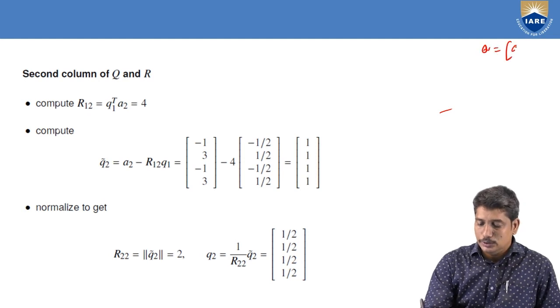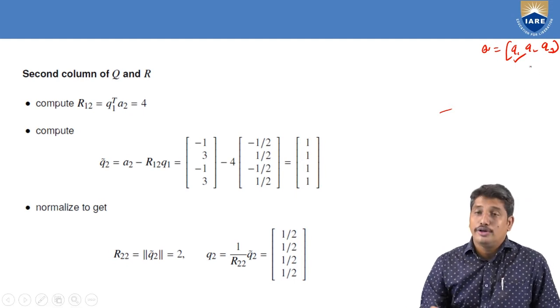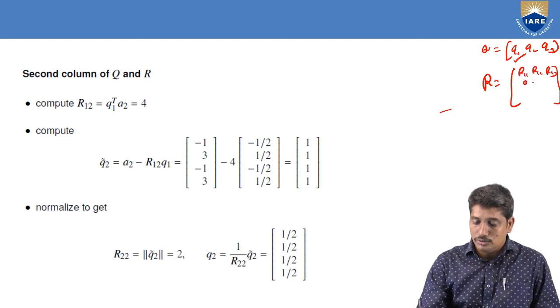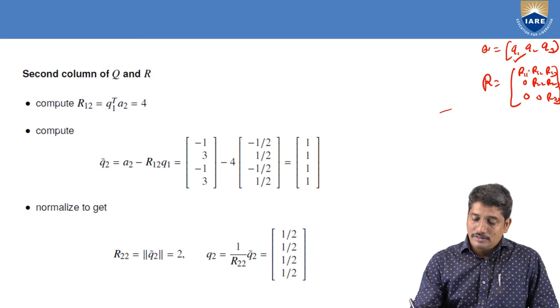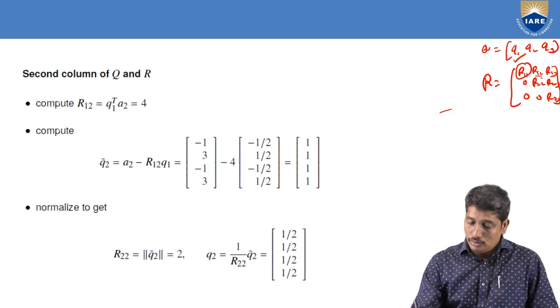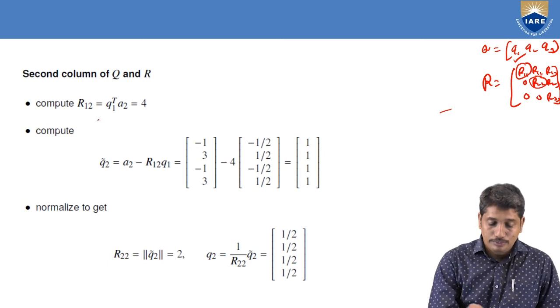Q is q1, q2, q3, where q1 is already calculated. Now we are going to calculate q2. And R is an upper triangular matrix with R11, R12, R13, 0, R22, R23, 0, 0, R33. In the previous part, we have calculated R11. Now we are going to calculate R12 and R22. Let us see how we are going to do it.